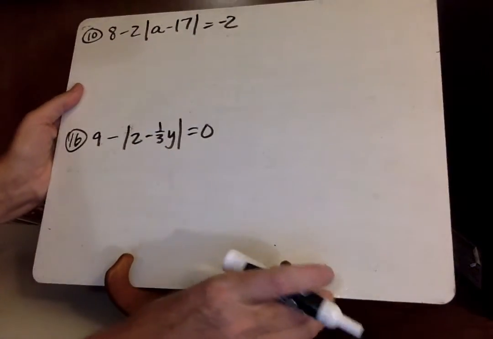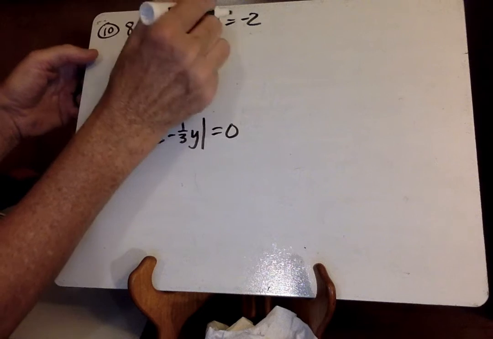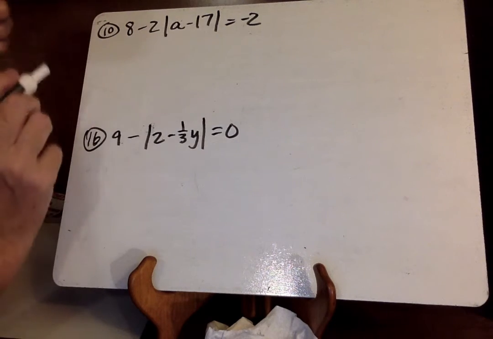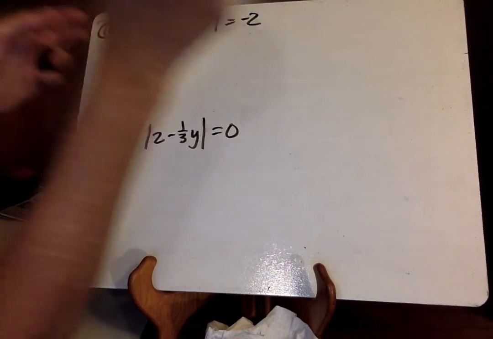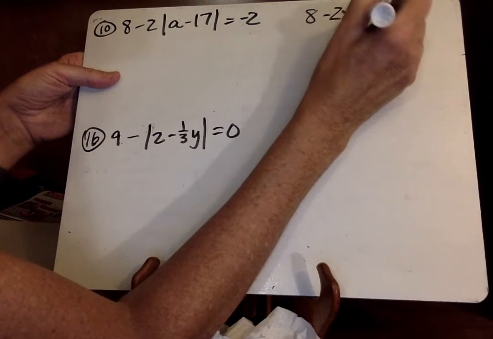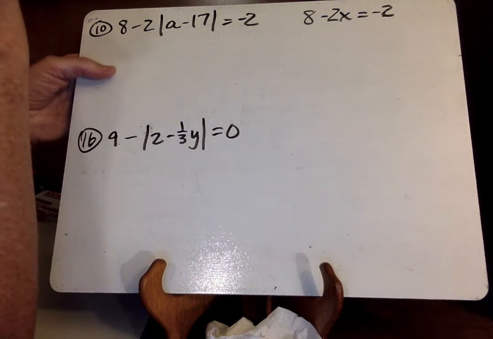Let's do a couple more from the homework, because I know this is kind of hard. Okay, so we have 8 minus 2, and the absolute value equals negative 2. You want to get rid of what's around the absolute value. You treat it like it's a variable. And even if you wanted to, you could go 8 minus 2x equals negative 2, until you felt more comfortable with the absolute value.